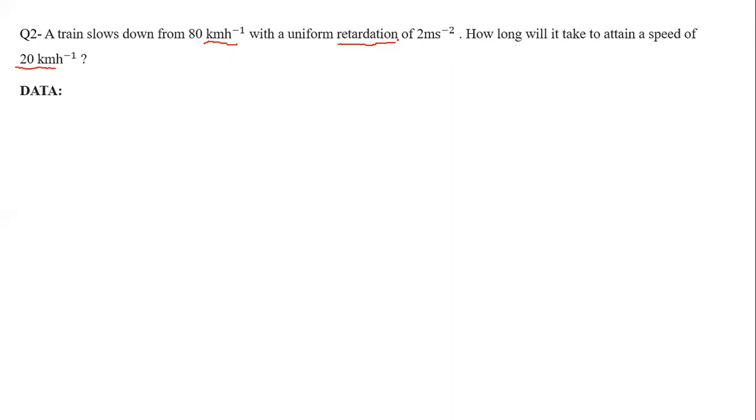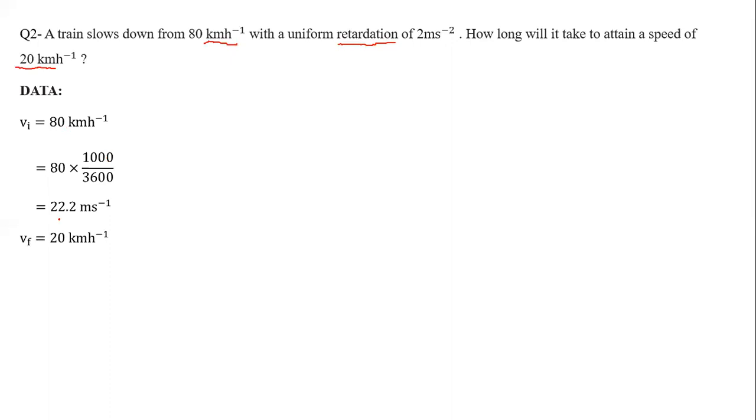So the data is initial velocity is 80 kilometer per hour. What we have to do is change its velocity into meter per second. In order to change kilometer per hour to meter per second, we have to multiply the given value by 1000 and divide it by 3600. By doing a little maths, we will get the answer 22.2 m/s. So 80 kilometer per hour can be written as 22.2 m/s.